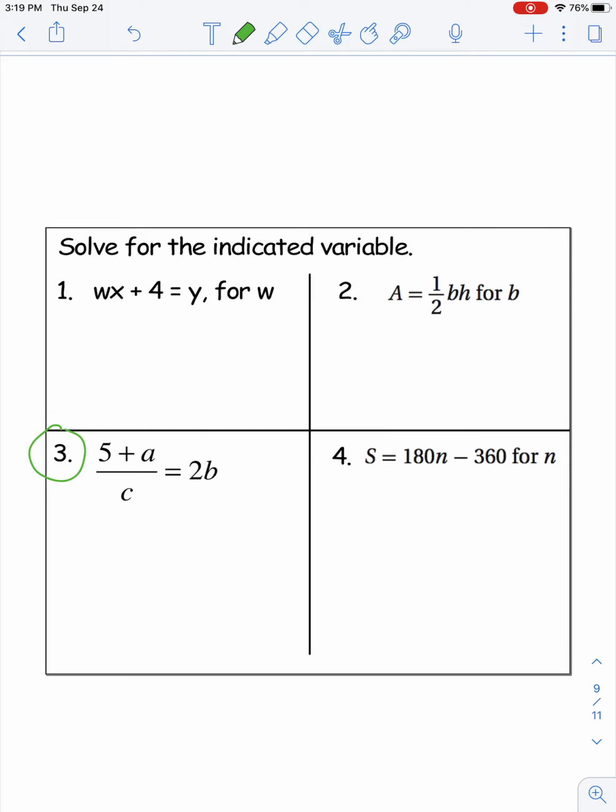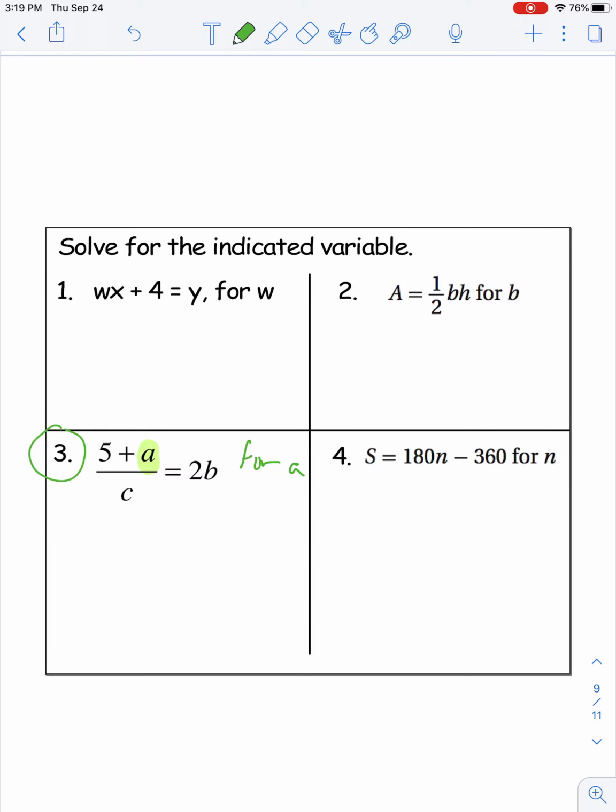All right, we have to always look for solving for the indicated variable, which in this case, they didn't tell us, that's why I picked this one, because it's missing. We're supposed to solve it for a. And I forgot that in there. So we want to solve this for a.